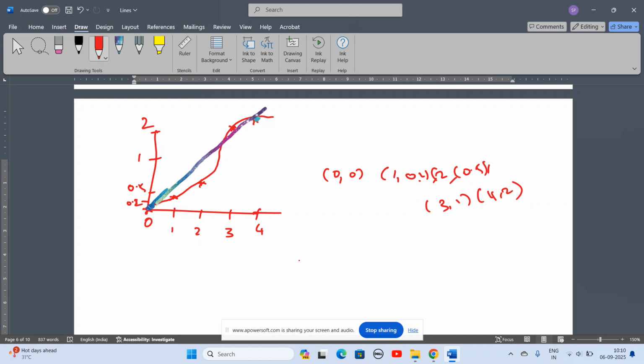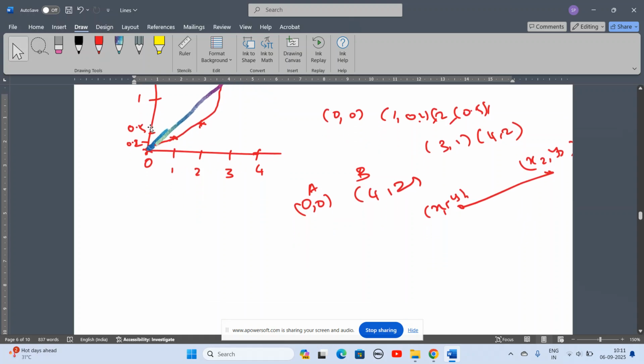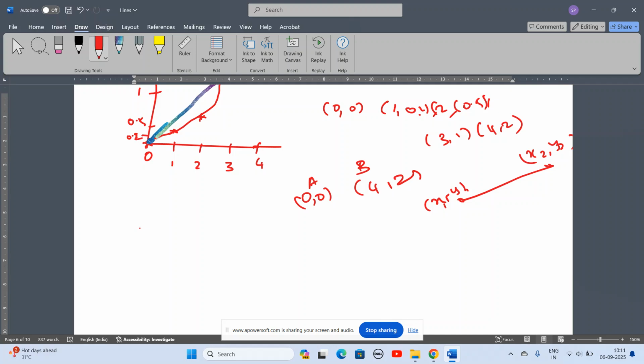Next step, 0 comma 0 and 4 comma 2 are my final points. We know that a line can be drawn with 2 points, one is x1 comma y1, another one is x2 comma y2. In this case, the edge points are 0 comma 0 and 4 comma 2, which I'm going to take as a and b. Next, I'm going to find the difference between b and a. So b minus a gives 4 minus 0, which is 4, and 2 minus 0, which is 2. Next, determine the u vector, which is the root of 4 squared plus 2 squared. I'll get around 4.47.